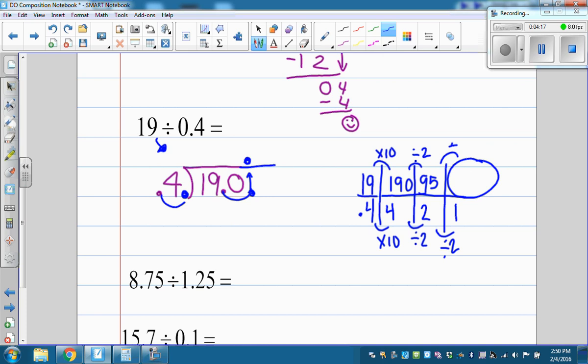Half of 90 is what? 45, and half of 5 is 2.5. So add them together and you get 47.5. That's the answer to the long division problem.